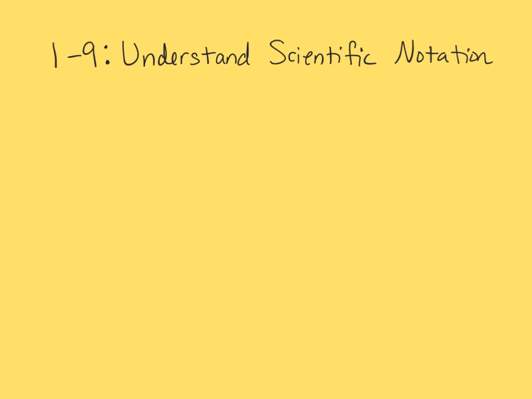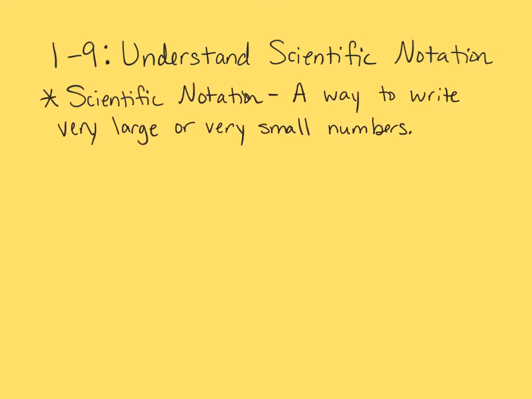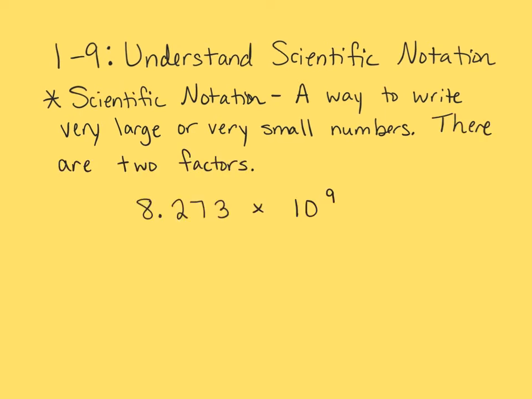Lesson 1-9 is Understand Scientific Notation. Scientific notation is a way to write very large or very small numbers. We dealt with something very similar in the previous lesson, but we just estimated these very large or very small numbers. But scientific notation we can use to be exact when dealing with very large or very small numbers.